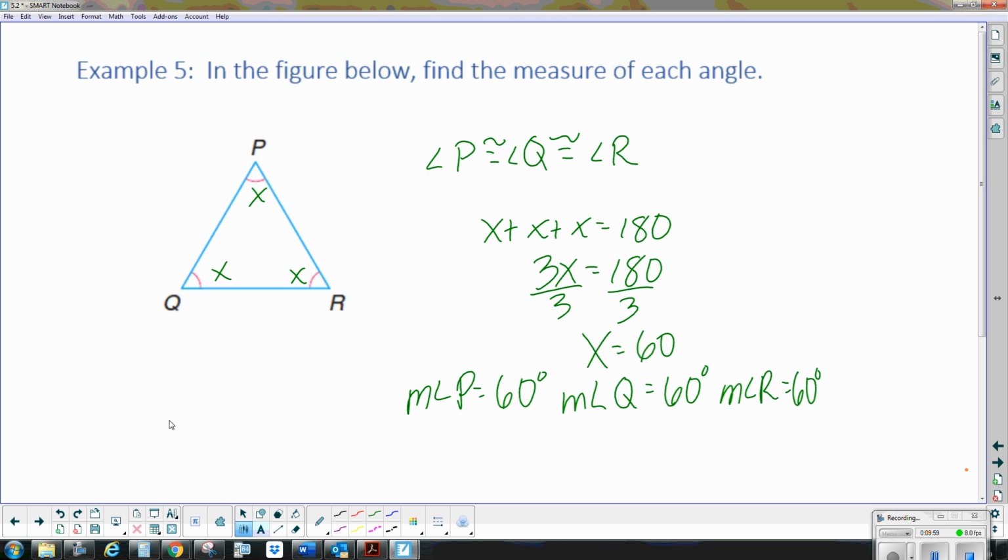This triangle that you see, triangle PQR, that's an equiangular triangle, because in an equiangular triangle, all three angles are congruent.